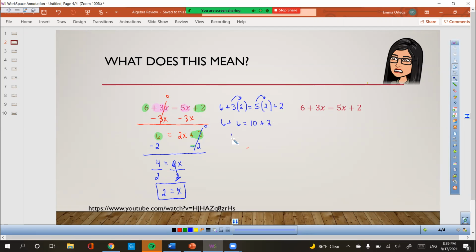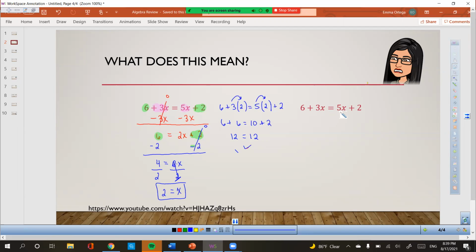Well, what's 6 plus 6? That gives me 12 equals, and 10 plus 2, that gives me 12. What does this mean here? That means that my answer is correct. It means that in order for this to be balanced, in order for them to be equal, x had to equal 2. And that's what all of these skills, all of this algebra stuff that we do, that's what they mean here.